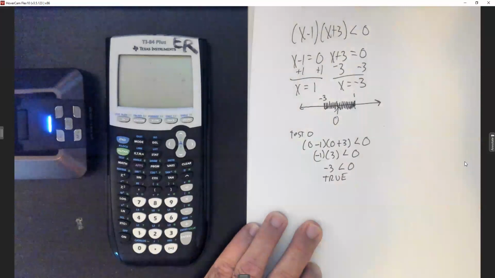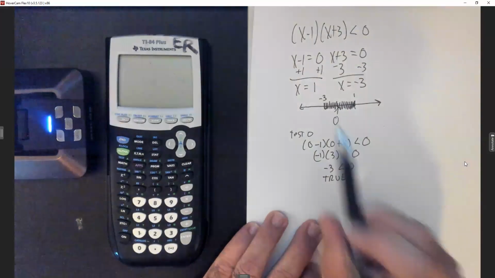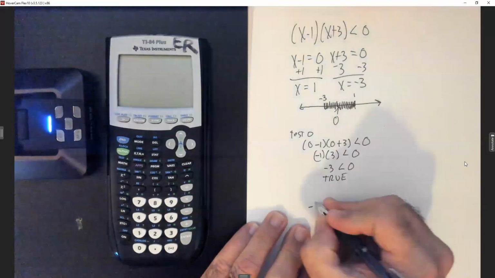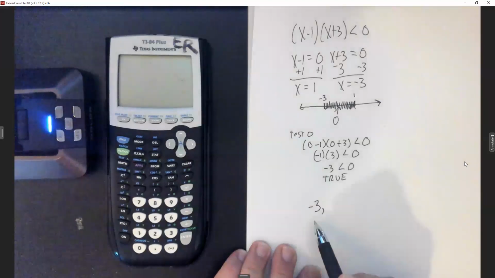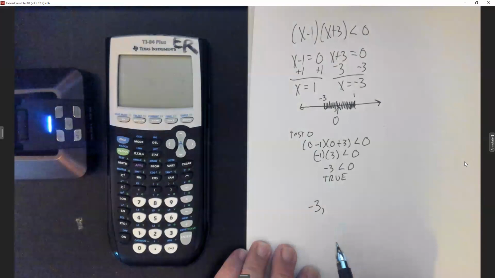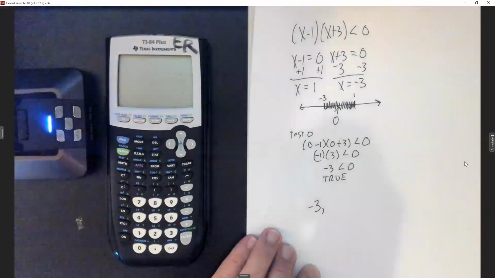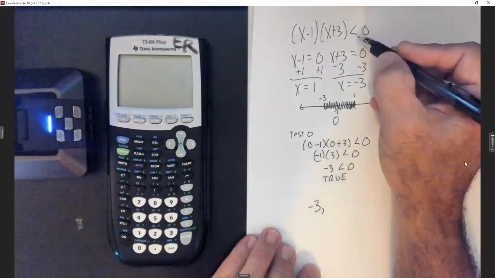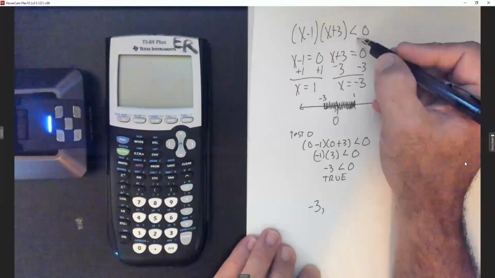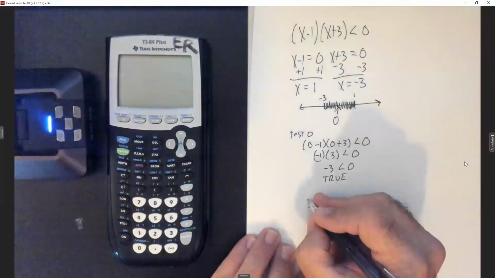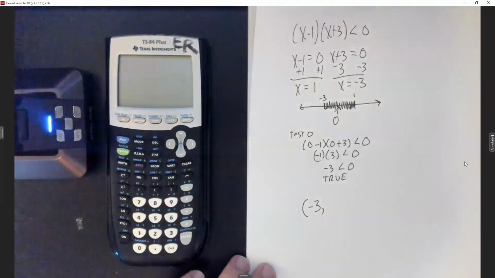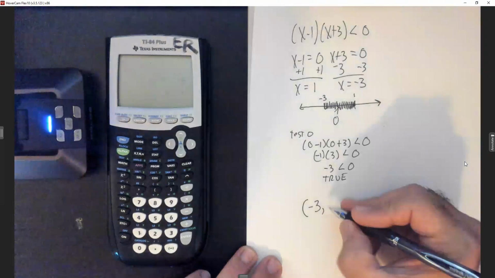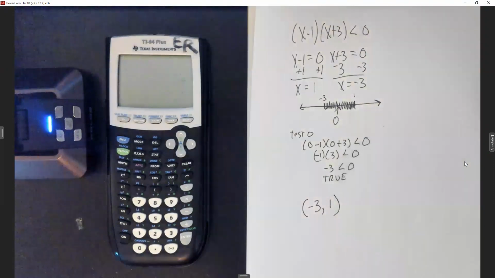Now, write that answer in interval notation. So my question is, I'm going to put that negative 3 first. Do I want a bracket or parentheses? And to answer that question, we look at this inequality up here. It's a less than. It doesn't have equals on it, so you got to use your parentheses. Right, then on the right side, you ended at a 1, and the same thing, it uses parentheses.